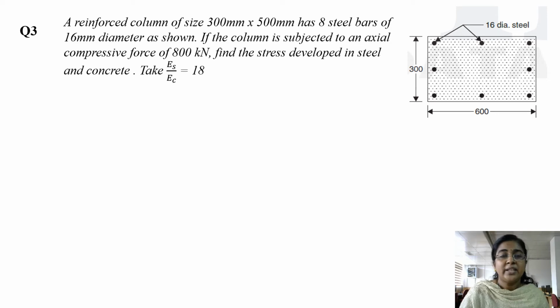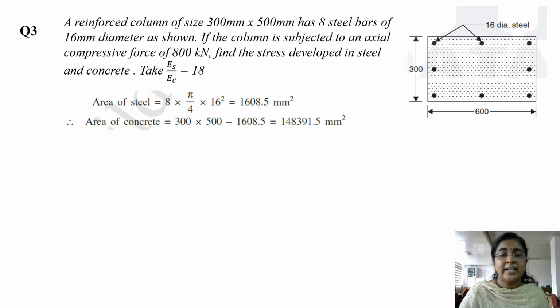Here we have the next problem. A reinforced column of size 300 mm by 500 mm has 8 steel bars of 16 mm diameter as shown. If the column is subjected to an axial compressive load of 800 kN, find the stress developed in steel and concrete. The ratio of modulus of elasticities are given. ES by EC, that is ratio of modulus of elasticity of steel to modulus of elasticity of concrete, it is 18. Similar problem as the previous ones.